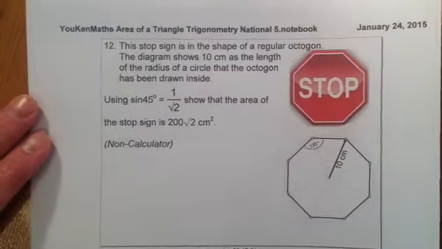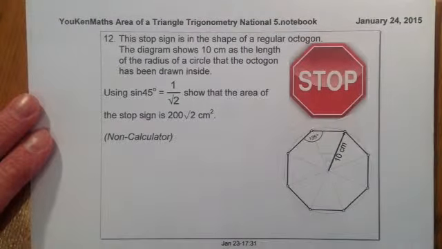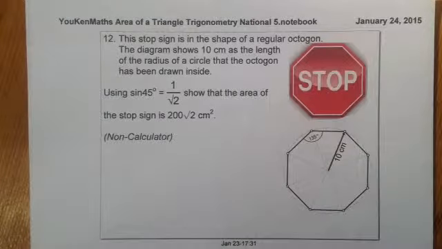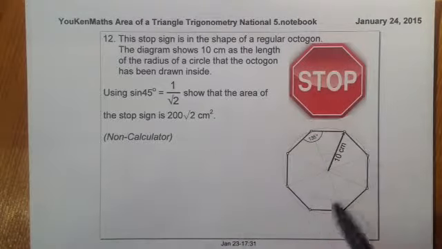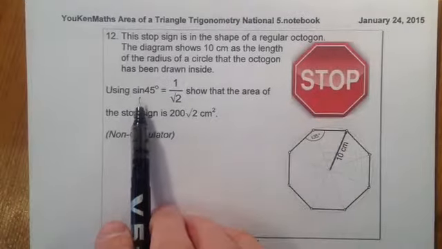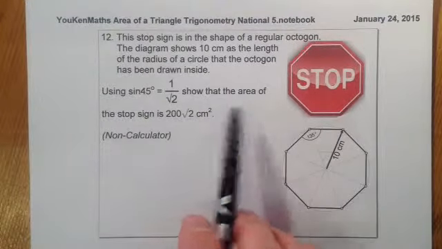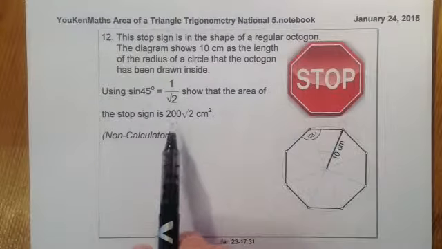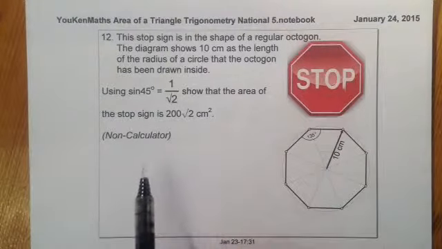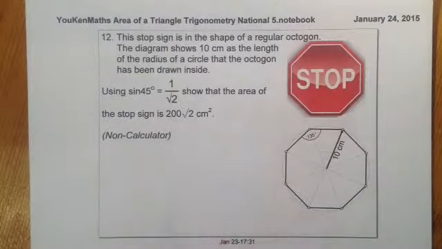Right, so what we have here is a stop sign. A stop sign is the shape of a regular octagon, so an 8-sided shape. The diagram shows 10 centimetres as the length of the radius of a circle that the octagon has been drawn inside. So we can see it here, okay? We've been given that sine 45 degrees is 1 over root 2, and we have to show that the area of the stop sign is 200 root 2 centimetres squared. So we get an exact value coming in there.